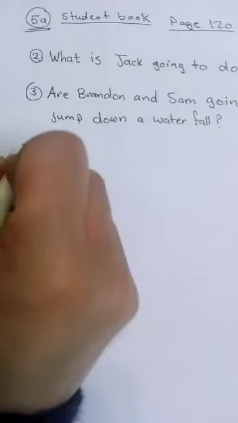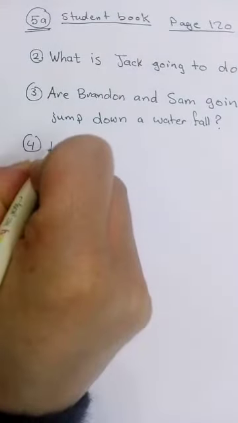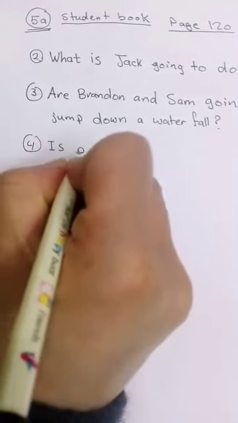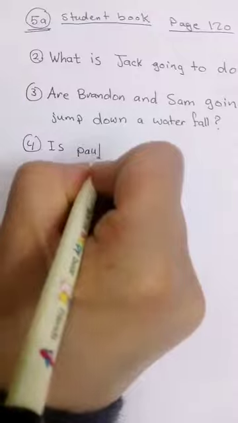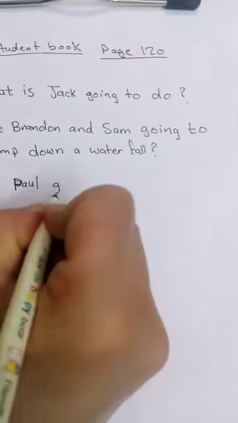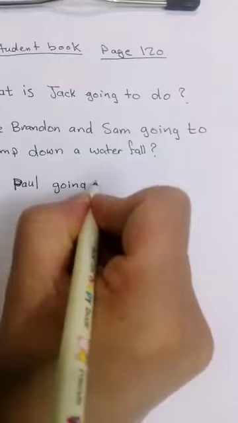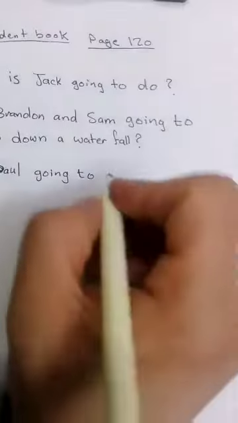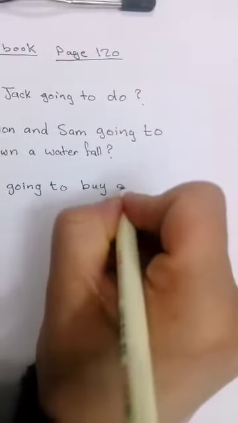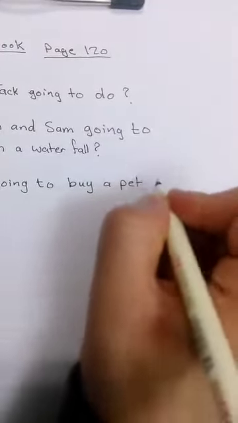We have here sentence number 4. We start with the verb to be is, then the subject. What is the subject? It's Paul. This is capital because it's a name. Is Paul. Then we write going to. Is Paul going to? And what's the verb? It's buy a pet spider. Is Paul going to buy a pet spider?